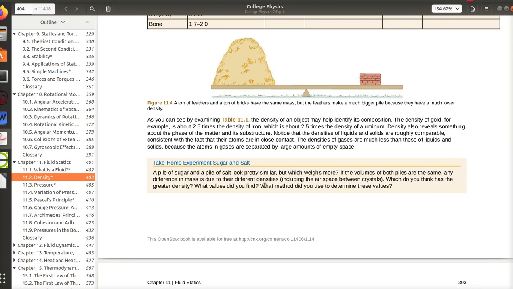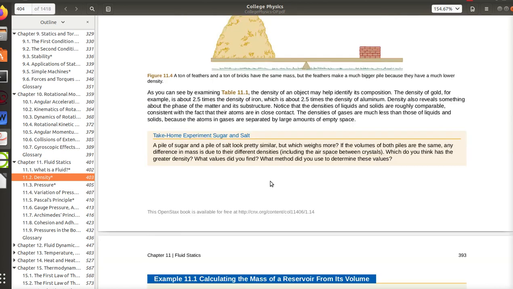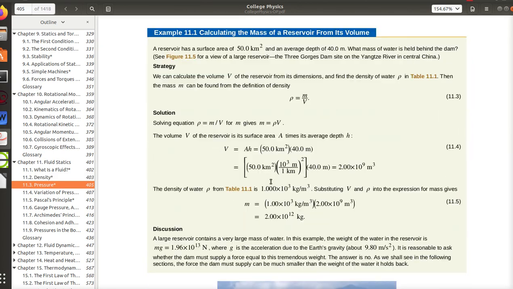A good take-home experiment: sugar and salt. If you put a pile of salt on one end of a ruler and a pile of sugar on the other, and you made it to where they balanced, you would see which one had the greater density, because it would be the smallest amount.